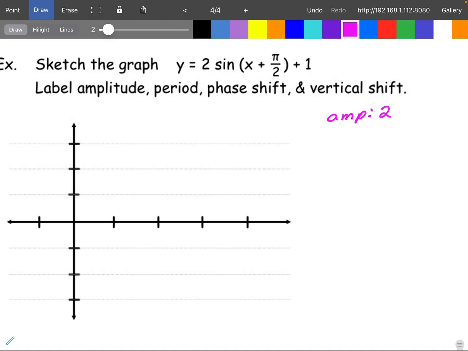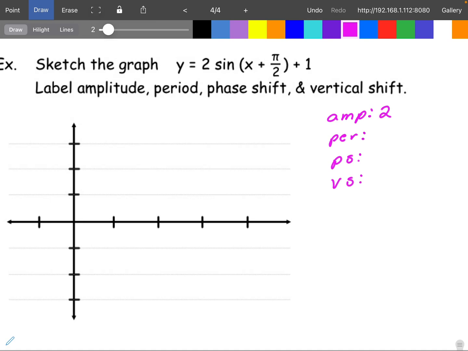This is a sine function, which means it would normally start at 0, go to 1, back to 0, down to -1, back to 0. So that's our normal sine behavior. Now, we do have some other things going on. So we're going to possibly have a new period. We can possibly have a phase shift and possibly have a vertical shift. So let's see what we have.